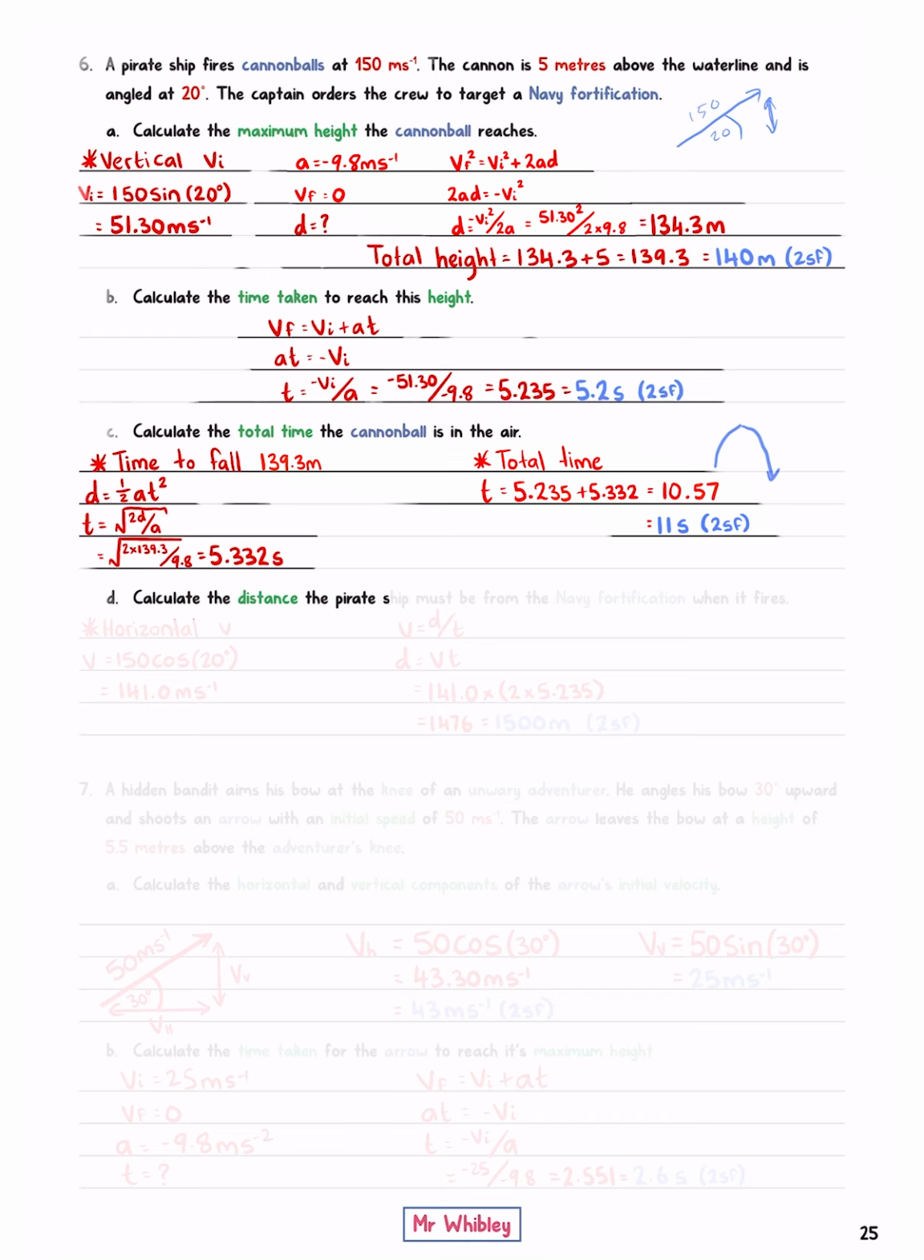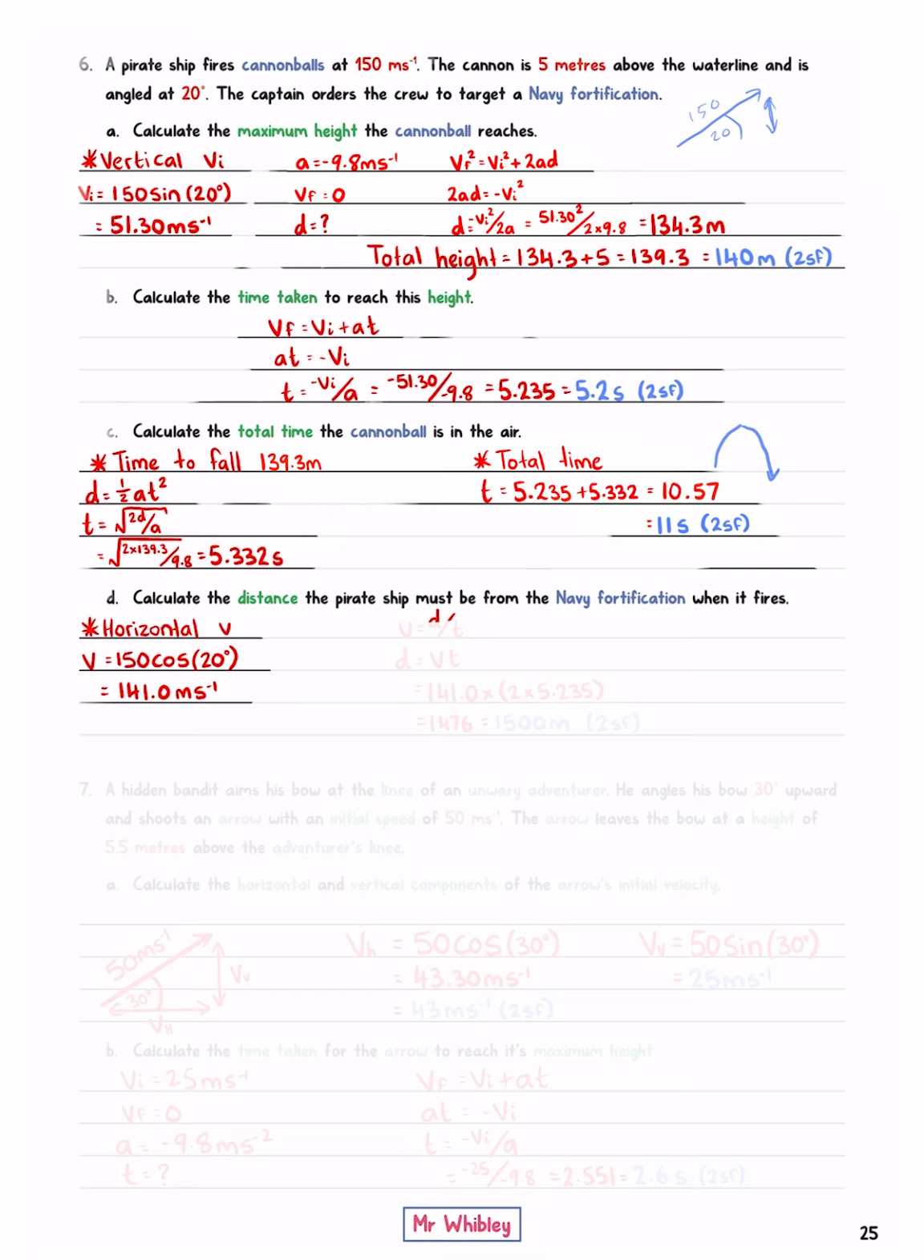Calculate the distance the pirate ship must be from the Navy fortification when it fires. The distance we're considering is horizontal, so we need to find our horizontal velocity. To do this, we just need to use the opposite to what we used in part A, which is the cosine relationship, which gives us 141.0.